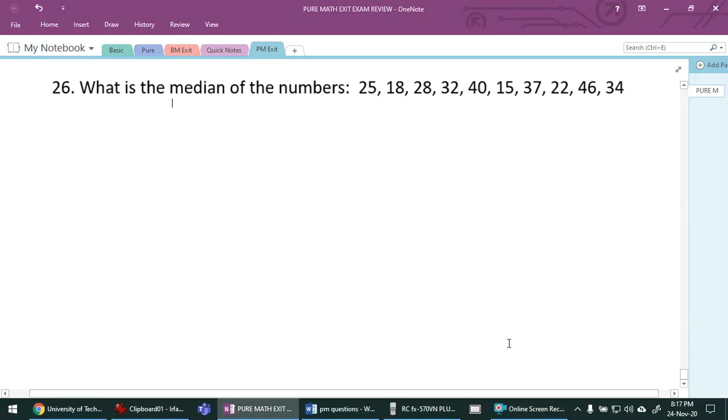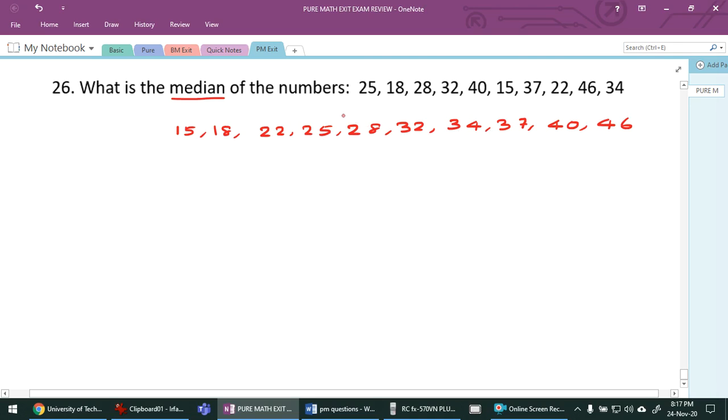Question number 26. What is the median of these numbers? So we have to find the median. The first job is to write these numbers in order, means from smallest to largest. The numbers are 15, 18, 22, 25, then 28, 32, 34, 37, 40 and 46. So we have written the numbers in order from small up to big.